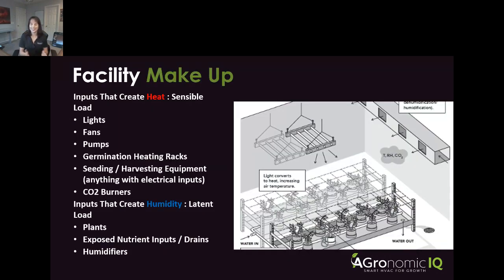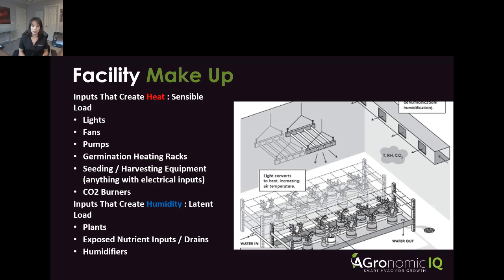Now, the reason why I really wanted to give this presentation in this manner is because in the last several months, I've been talking with a fair amount of mechanical engineers that are venturing into this space for the first time. And they're designing these facilities, but I'm spending a lot of my time trying to explain to them what all goes into these facilities.